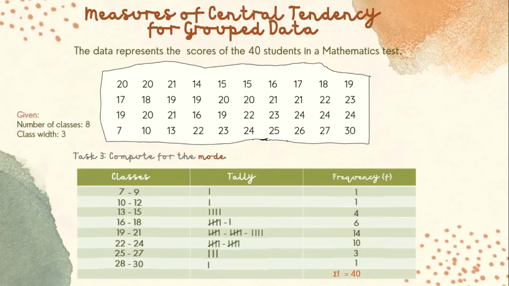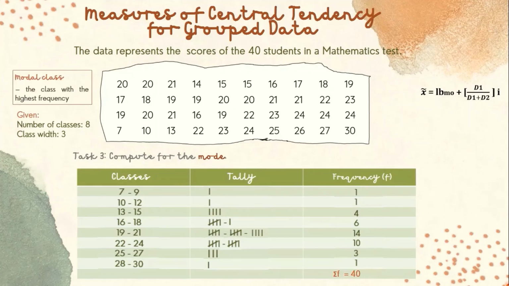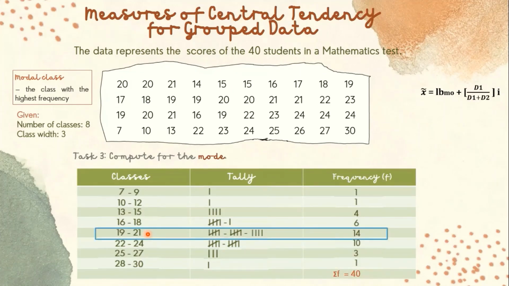Using the same set of raw data, we'll be computing for the mode using this formula. To find out the mode of a group data, we only need the classes and its tally with frequency. First thing we need to find out is the modal class. It's the class with the highest frequency. Looking at this frequency distribution, the highest frequency is 14, which is contained in the class interval 19 to 21. Therefore, 19 to 21 is the modal class for this frequency distribution.